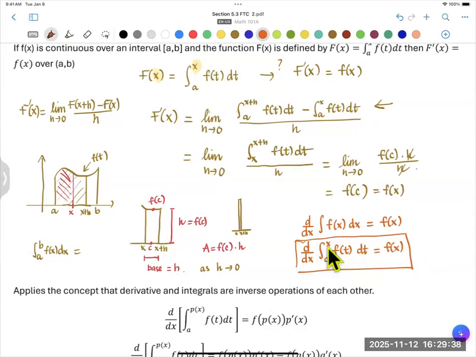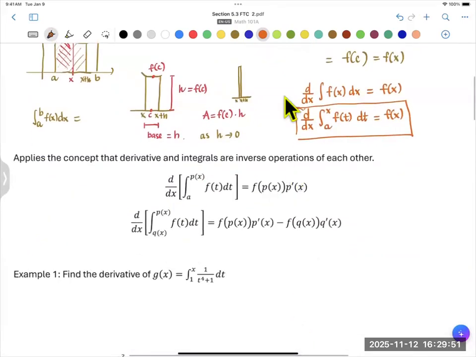If your x is not just a simple x but is actually a function of x, then you're going to have the chain rule: f of g(x) times g prime of x. So we're going to apply the concept to the examples below.